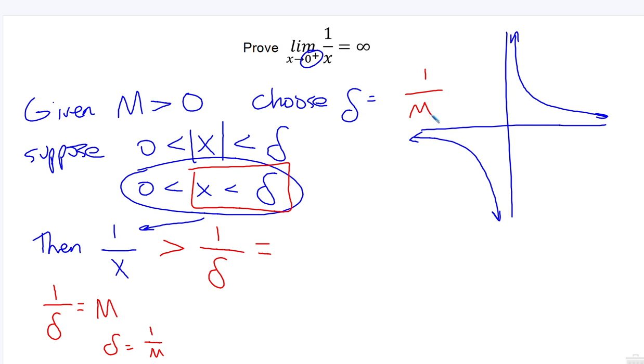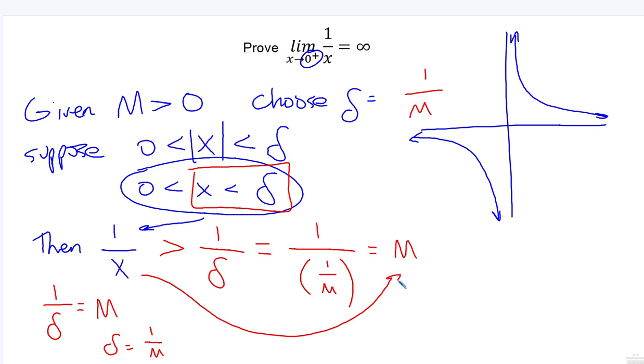And now when we put that in here, we're looking at 1 over x is greater than 1 over delta, which is 1 over, well, we just chose delta to be 1 over M. So it's 1 over 1 over M, which is M. And we've shown exactly what we were supposed to show. That given an M greater than 0, if we choose delta to be 1 over M, then supposing that 0 is less than the absolute value of x is less than delta, our function 1 over x is greater than M, where delta is chosen as 1 over M. And that's the end of the proof for this one. Pretty straightforward.